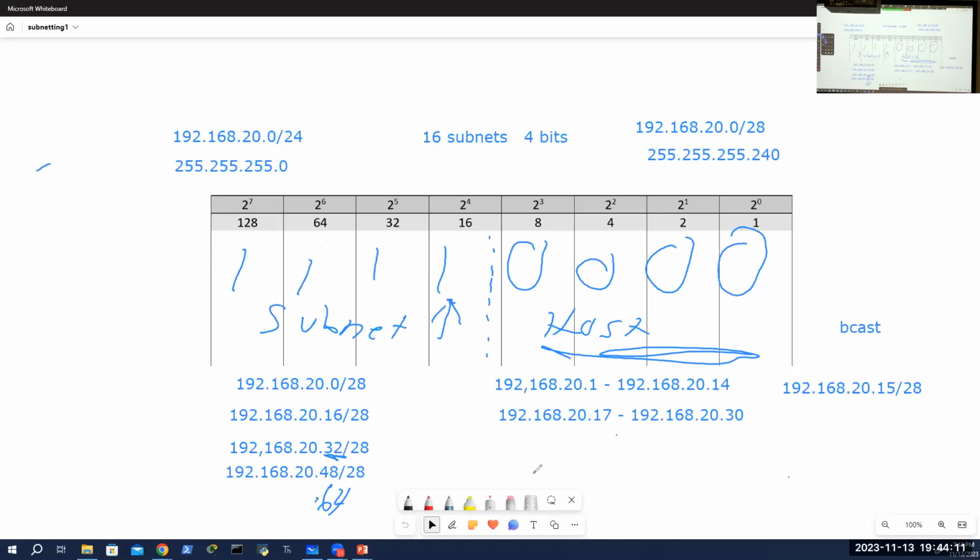So if I'm looking at the chart, my brain is working. If we needed 32 subnets, then we would need 5 bits. Yes. Okay, it's working. All right, let's do another one.